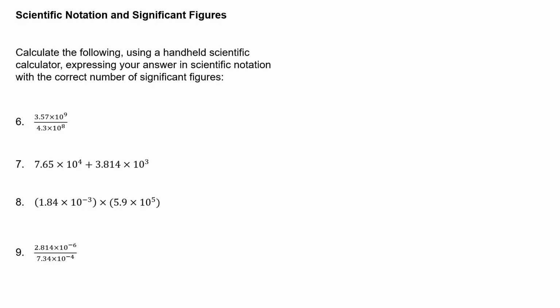So let's first take a look at the significant figures. These problems, what we're looking for is to make sure that you understand how to use scientific notation on your calculator, and I have separate instruction on that. The other is understanding the significant digits in calculations, in multiplication and division, and in addition and subtraction. And I'll go into more detail on that in a separate video as well. But let's take this first problem, 3.57 times 10 to the 9th divided by 4.3 times 10 to the 8th.